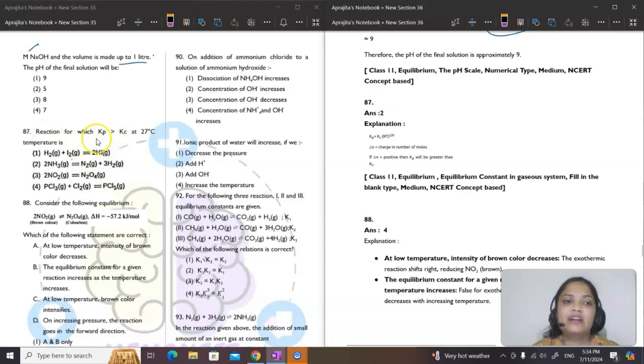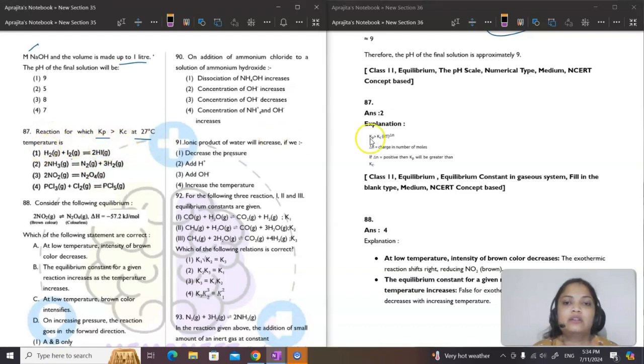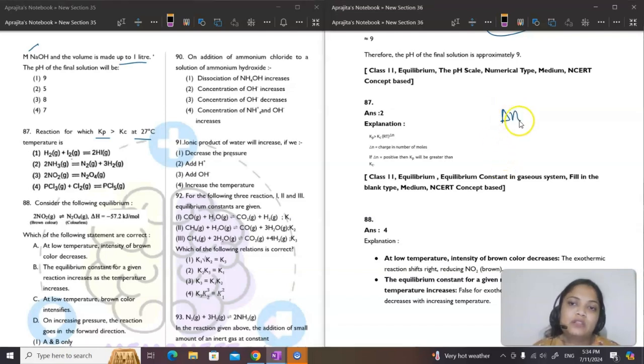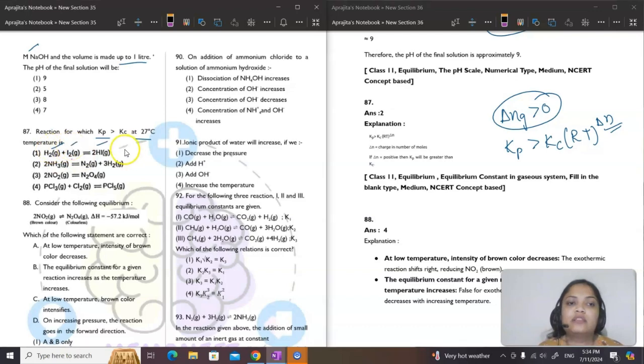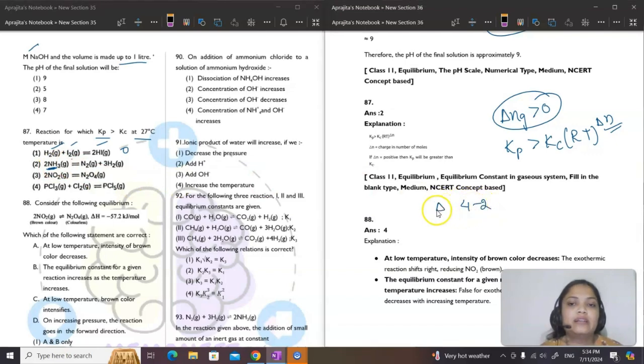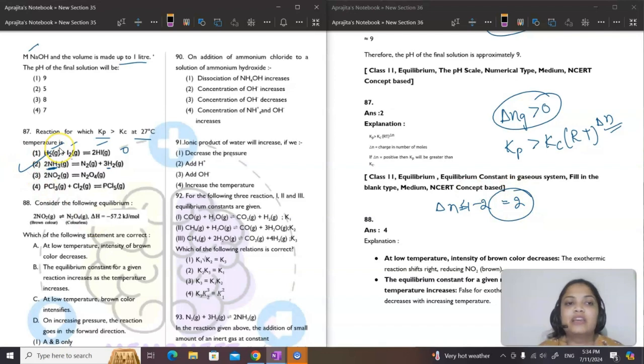Question number 87: the reaction for which Kp is greater than Kc is... Kp equals Kc times RT raised to the power delta n. If delta ng, the change in number of moles, is greater than 0, meaning positive, then Kp will be greater than Kc. For the first reaction the number of moles are the same, so delta n is 0 and Kp would be equal to Kc. In the second reaction, the number of moles on the reactant side is 2 and on the product side is 4, so delta n is 2, that is 1 plus 3, 4, minus 2. So for the second reaction, Kp would be greater than Kc.